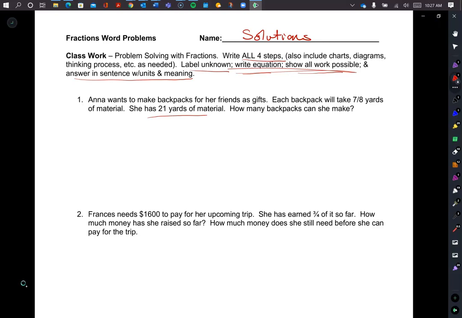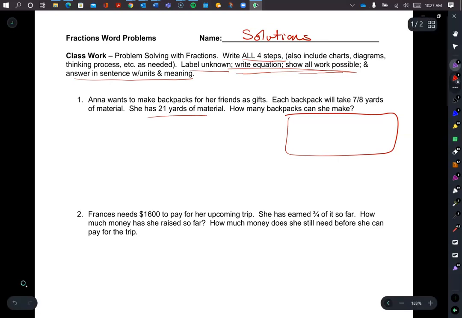So she has this yardage, and each backpack is going to take 7/8 of a yard. Not quite a whole yard, so she'll be able to make a little more than the 21, but how many will fit in there? So first we have to label, what are we trying to find? You can just say find number of backpacks. If we had a variable, you could say let X equal number of backpacks, but you can even abbreviate, that's fine.